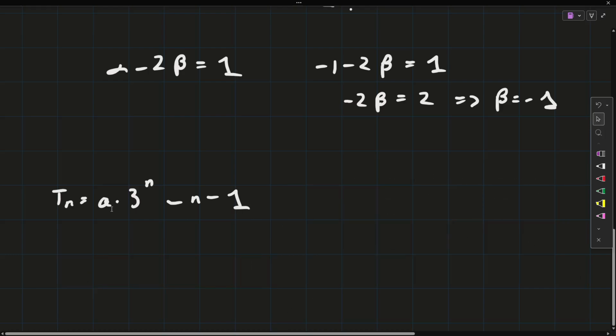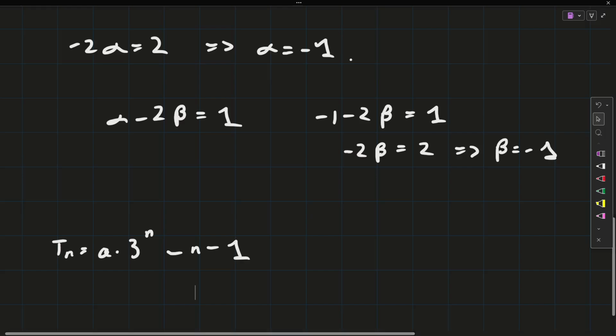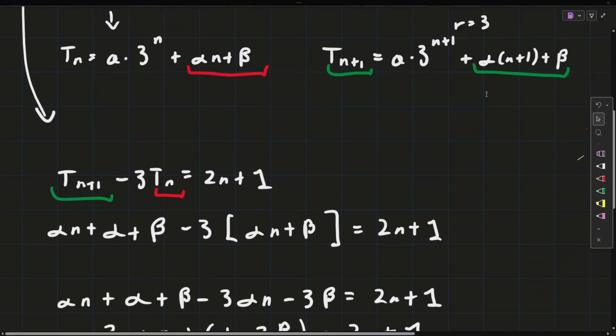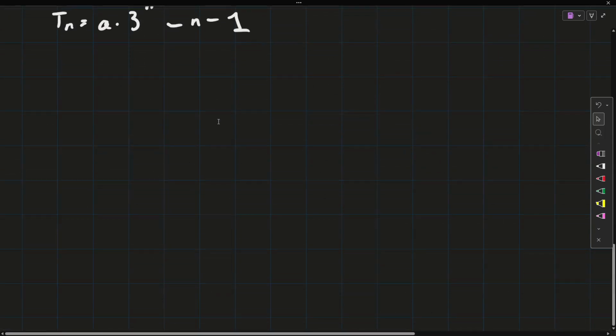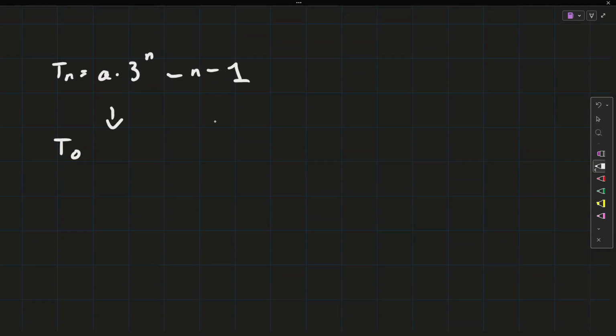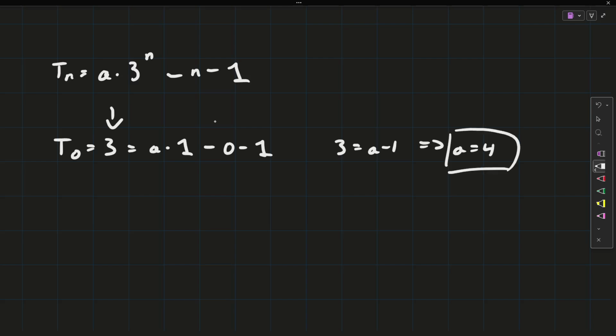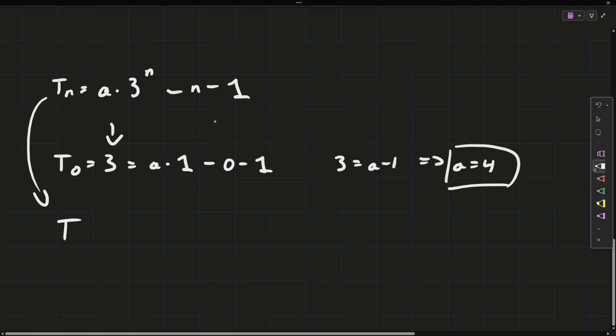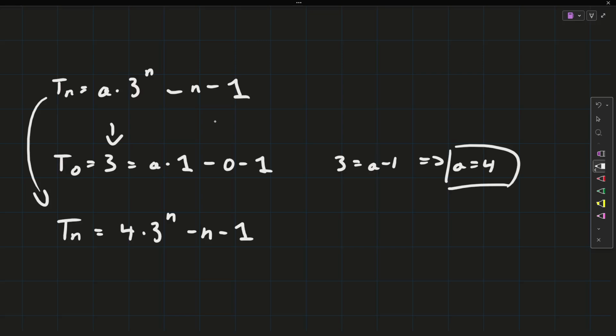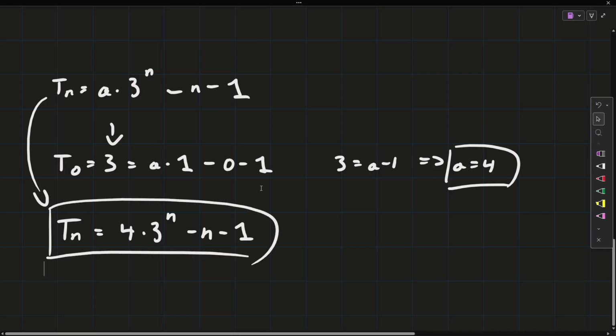Now we need to figure out, of course, what a is. And we just do that the same way as we did before. So the way we always do that is we know that T0 is equal to 3. So we come down here, we say that T0 is equal to 3, which means that's going to be equal to a times 3 to the power of 0, which is just 1. Minus n is 0, so 0 minus 1. So that means that we're going to have 3 is equal to a minus 1. That tells us that a is equal to 4. Cool. And now we have found our exact solution. So now Tn will be equal to 4 times 3 to the power of n minus n minus 1. And you can sub this in and it will be true always.